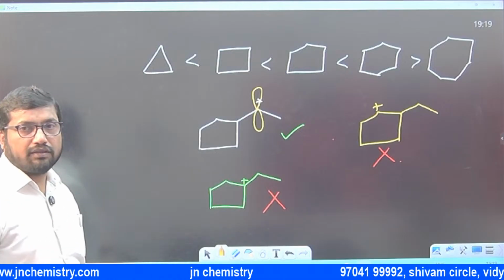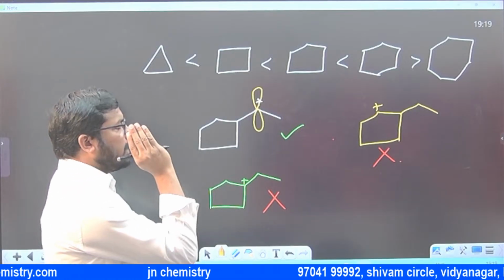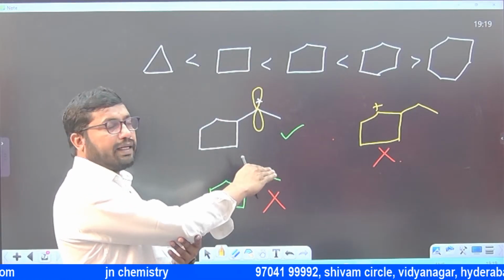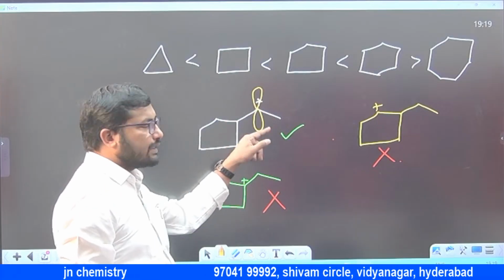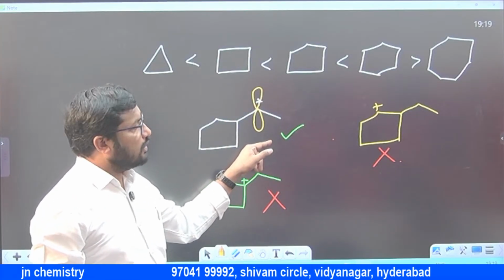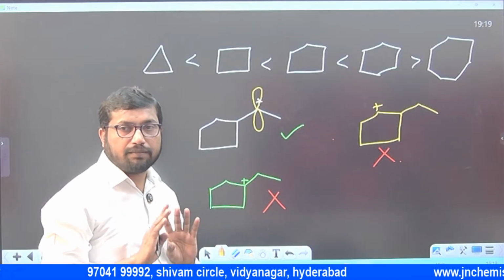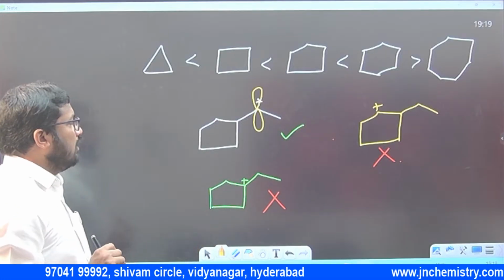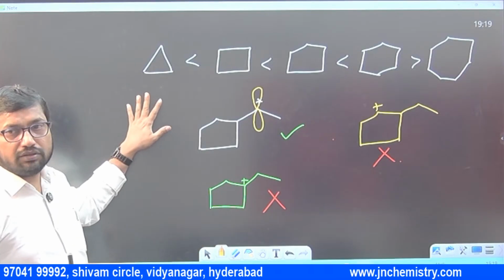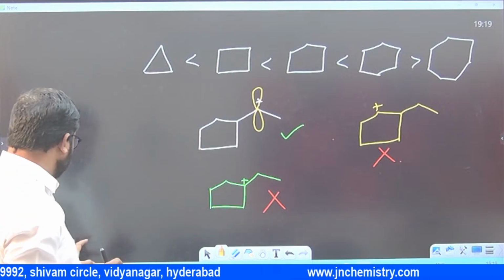When there is a vacancy in the p orbital, the bond can break and shift, attacking it. So ring expansion is possible here. But if the carbocation is present in the ring, ring expansion is not possible. First you should know this point.